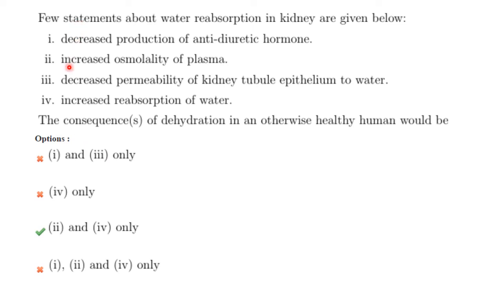So option 2, that is increased osmolality of plasma, is correct, and 4, increased reabsorption of water, is correct. Then decreased production? No, not decreased production, increased production of antidiuretic hormone. Decreased permeability of kidney tubule? No, it will increase the permeability of kidney tubule epithelium to water. So 2 and 4 are correct.